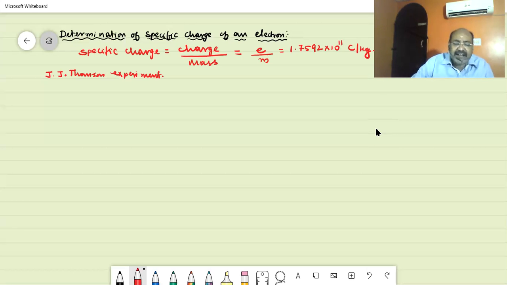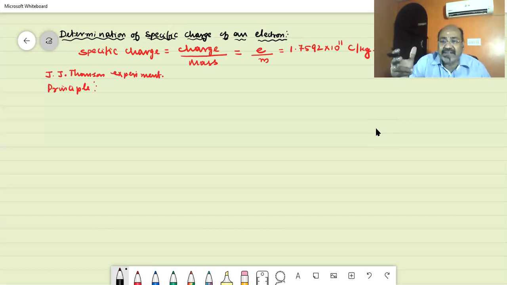See, when you are considering the specific charge of this electron, what is the principle that was being used to determine it? The beam of electrons or the cathode rays is affected both by electric and magnetic fields. By applying a suitable electric field or a suitable magnetic field, the cathode rays or the beam of electrons gets deflected from its original path. That concept is taken to be the principle for determining the specific charge.